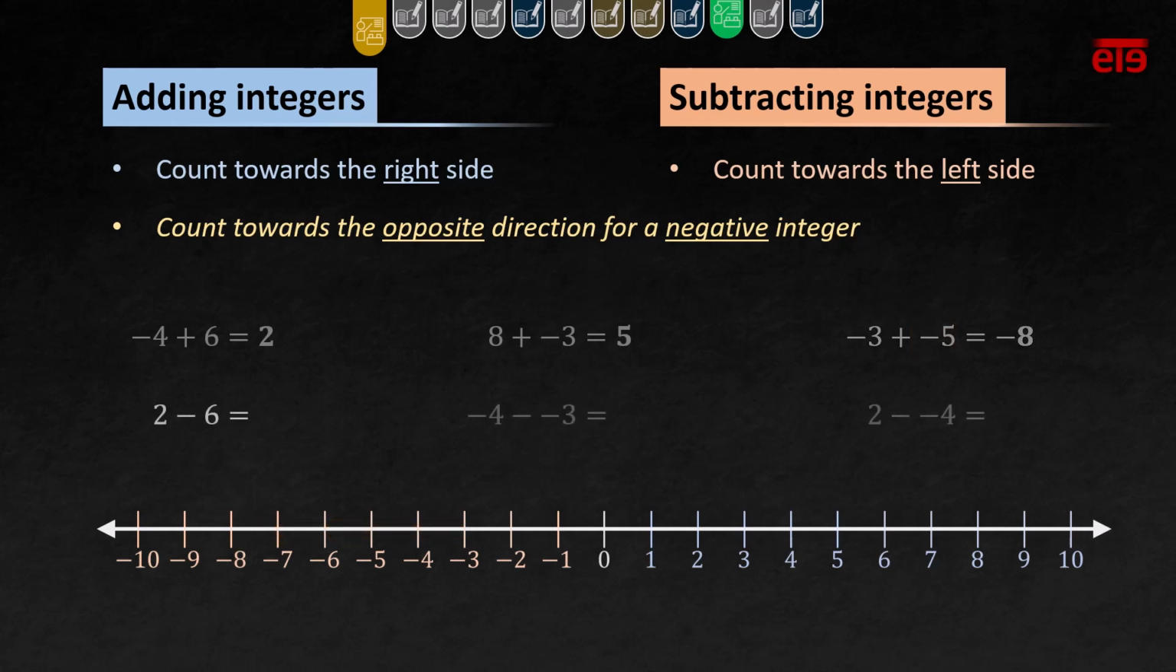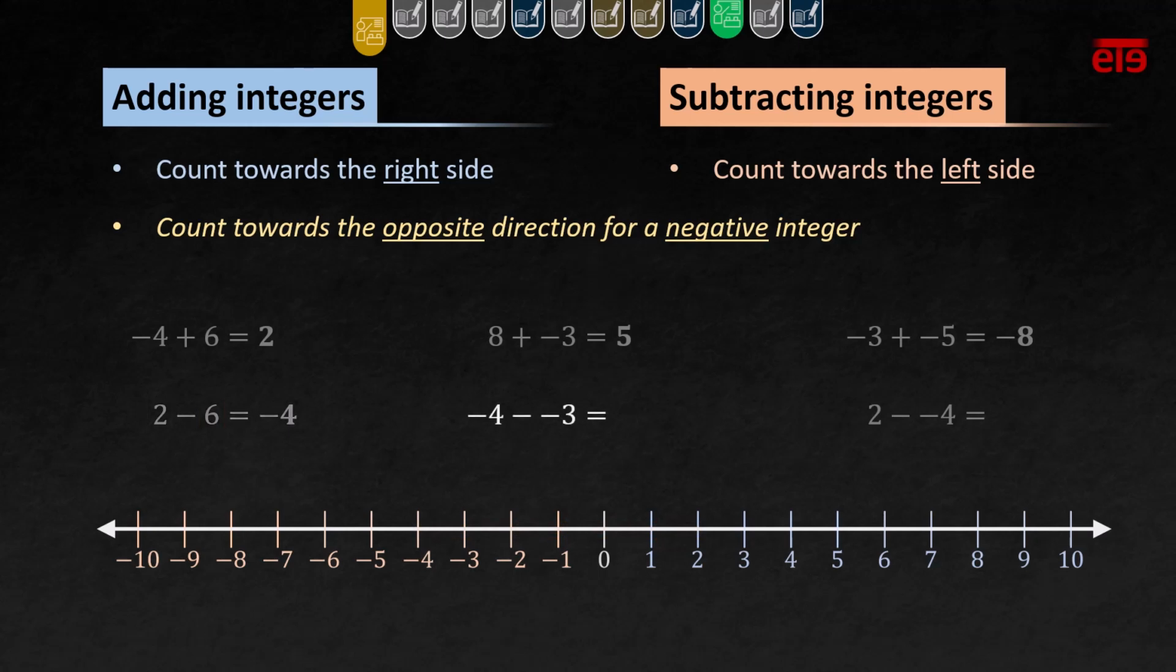We can also subtract integers on the number line. Here is 2 minus 6. Start from 2, count towards the left for the subtraction. When we count 6 steps, we'll get the answer. 2 minus 6 is negative 4.